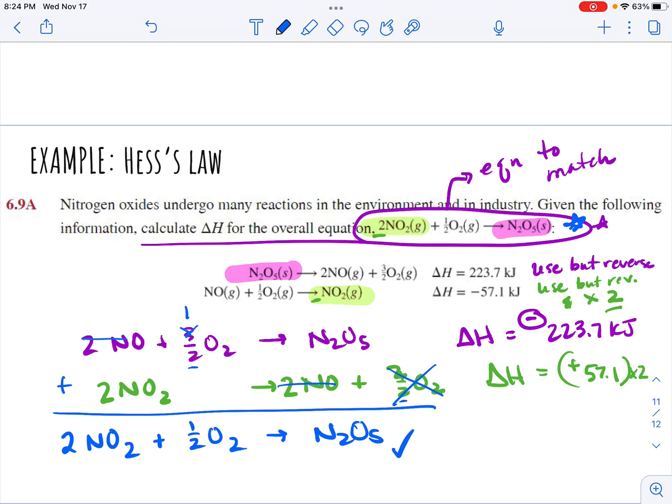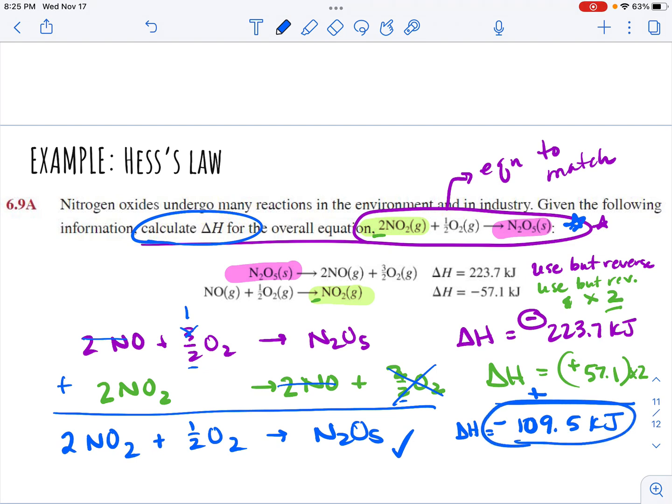Okay, so because I added those two equations together to get the overall equation, now I'm going to add their delta H's. So negative 223.7 kilojoules plus 2 times positive 57.1 kilojoules comes out to negative 109.5 kilojoules. And so delta H for my overall equation that they wanted me to match up here, calculate delta H, is negative 109.5 kilojoules. And that's how you use Hess's law.